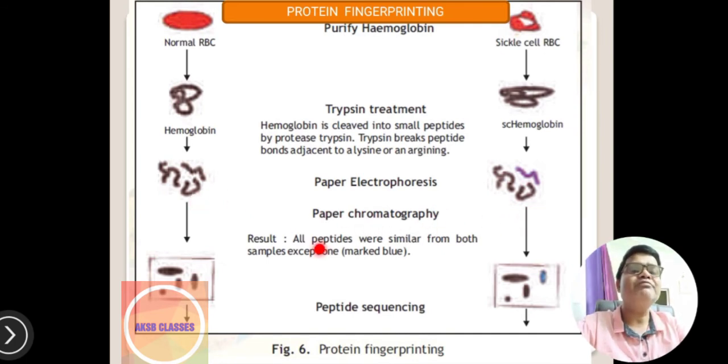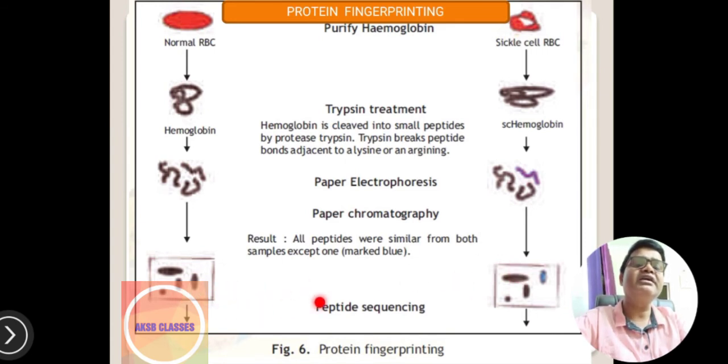Then after separation on the paper chromatogram, we will use a dye. You must know what dye we will use. It is ninhydrin. When we spray ninhydrin on each paper chromatogram, we find the spots of the protein. Then we try to match each spot, to see whether the spots are similar. Then again we match the other spot, whether it is similar or not.